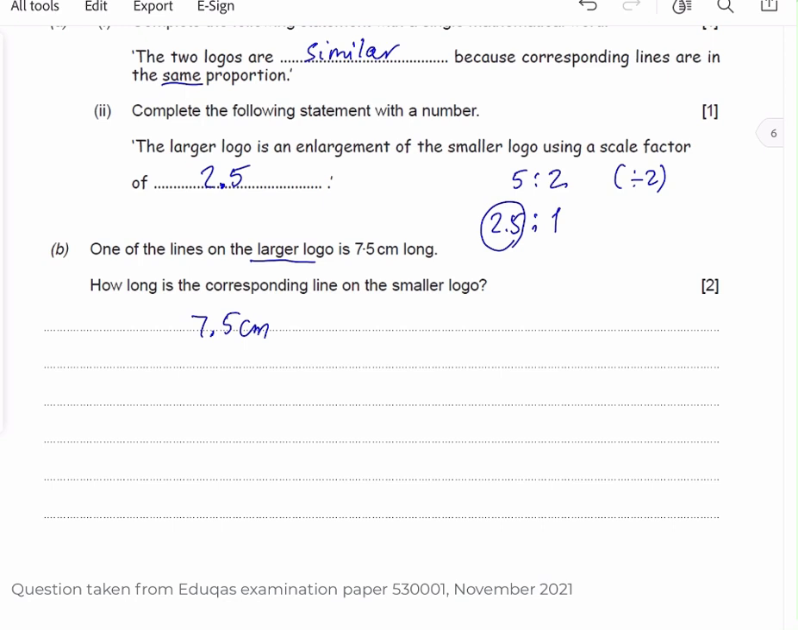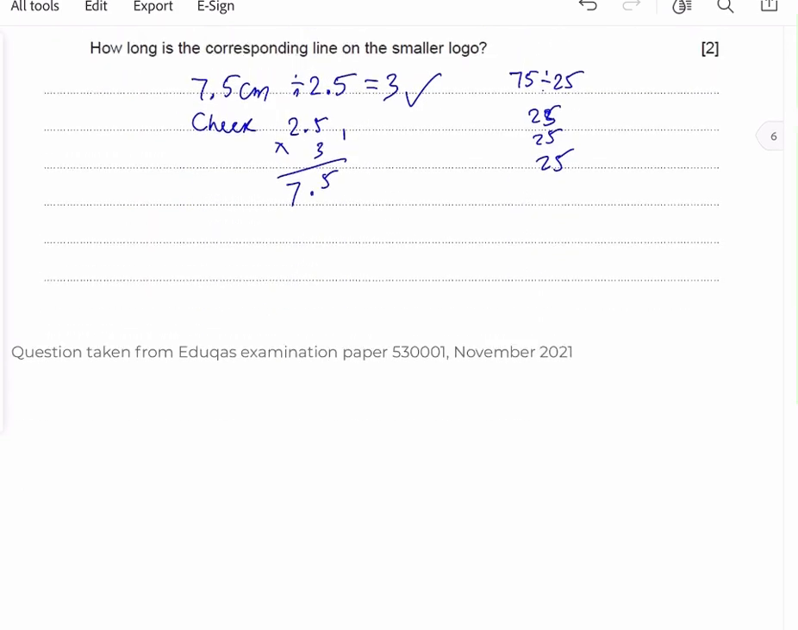Okay, let's look at the next question. One of the lines on the larger logo is 7.5 centimeters. How long is the corresponding line on the smaller logo? Remember the scale factor is 2.5. Because we're finding the smaller size, we're dividing by the scale factor. So 7.5 divided by 2.5 is the same as 75 divided by 25, which will give you 3. So that is 3 centimeters. If you're still confused how you divide this, you just multiply back and see if you get 7.5. So 2.5 times 3 will give you 7.5.